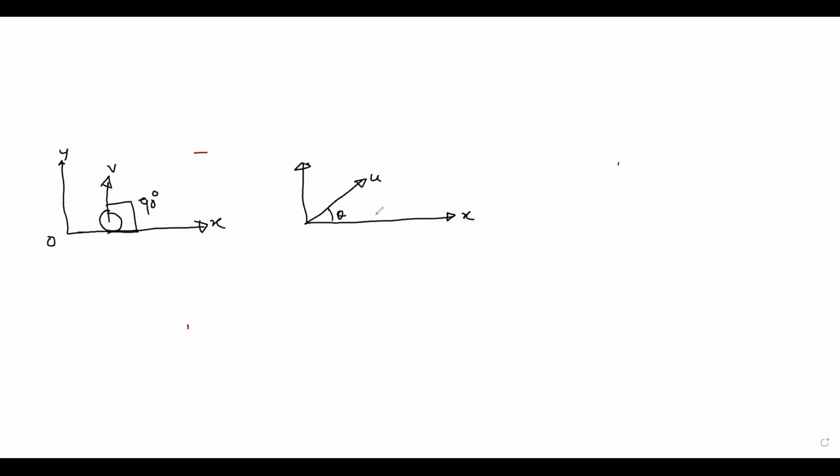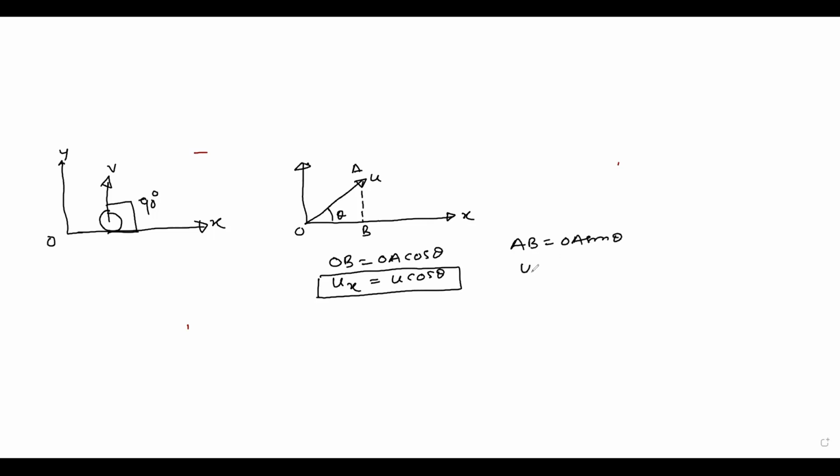Velocity is a vector quantity, so you can resolve this into components. The component of velocity u in the x direction, suppose this is O, this is A, this is B. So OB equal to OA cos theta, from trigonometry, from vector resolution. So u cos theta we may write. This is the component of velocity in the x direction. Similarly, AB equal to OA sin theta. So this is the velocity in the y direction.